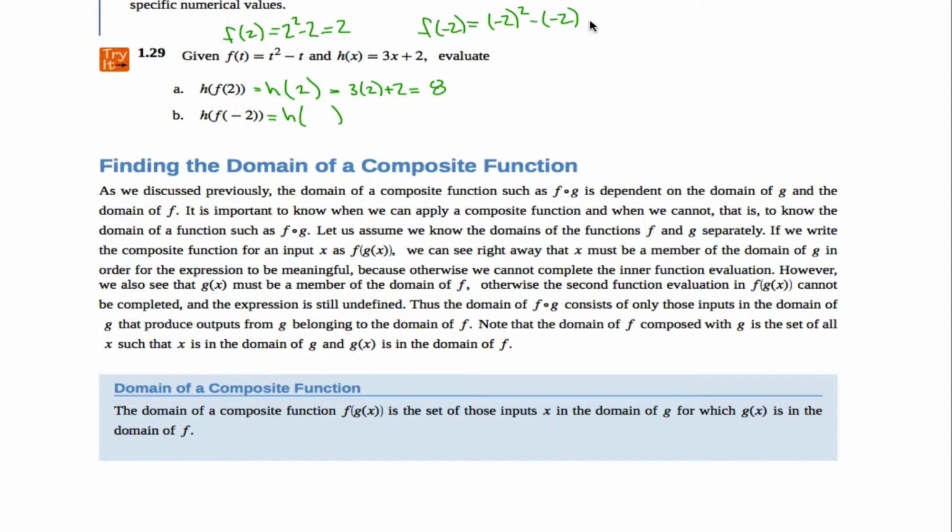A little tricky with all the minuses there. Negative 2 squared is positive 4. Minus negative 2 is the same as plus 2. And 4 plus 2 is 6. So really what this is asking me is what is h of 6?